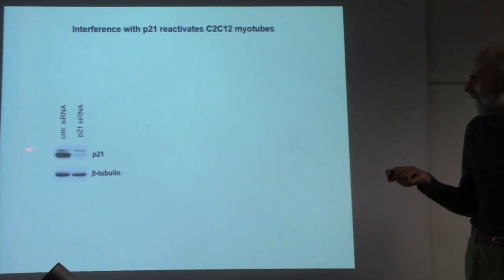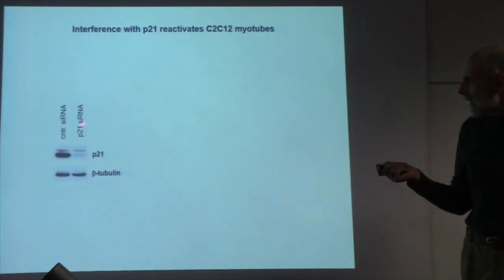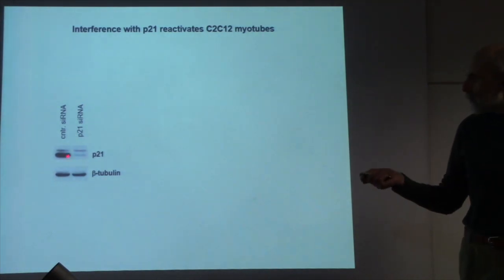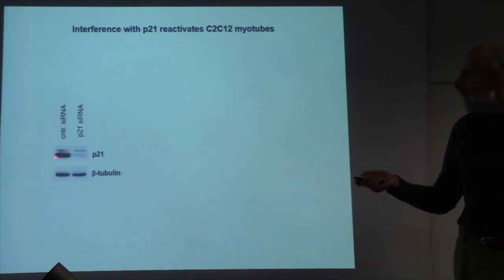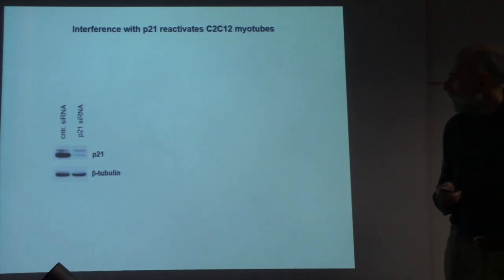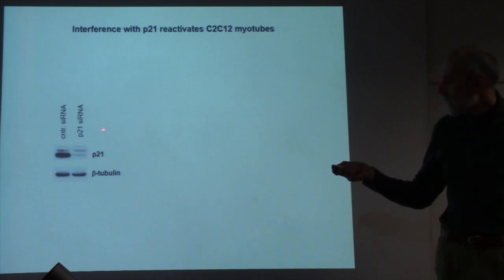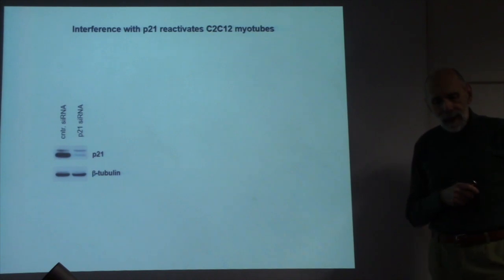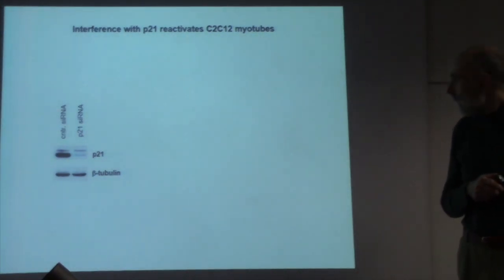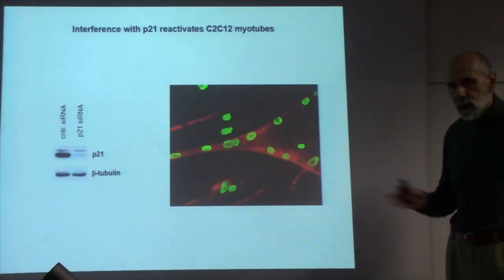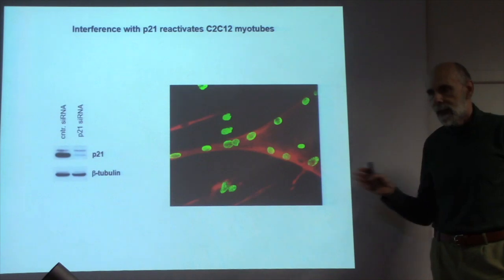Here is the suppression, an siRNA against P21. This is a control siRNA. So this is the amount of P21. These are Western blots. The amount of P21 found in unperturbed, in control myotubes, and this is what you get once you suppress it. So there is a very significant suppression of P21, and to the authors' amazement, as soon as they suppress P21, the myotubes re-enter the cell cycle straight away.